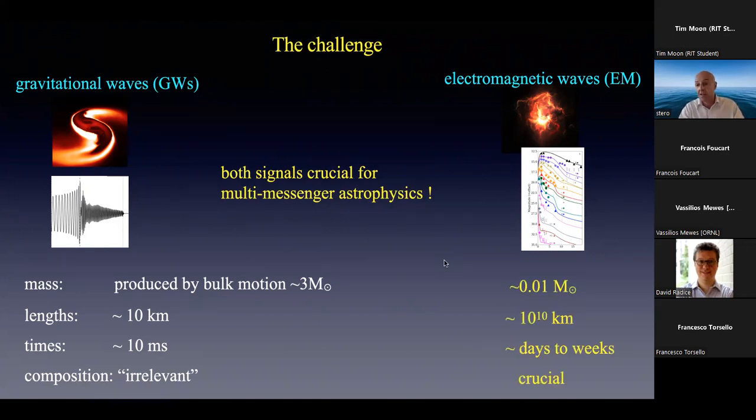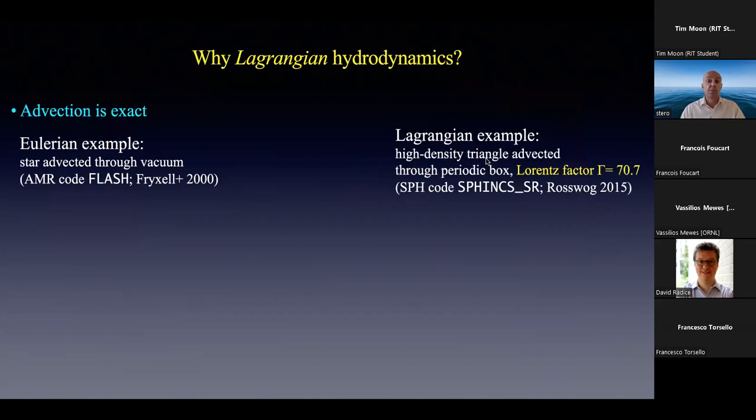There we have just 1% of the solar mass in order of magnitude. But at the moment when the electromagnetic emission peaks, we have something like 10^10 kilometers, and we have a couple of days. And here really the neutron to proton ratio is really crucial for what comes out. And this has also been stressed by Francois just before.